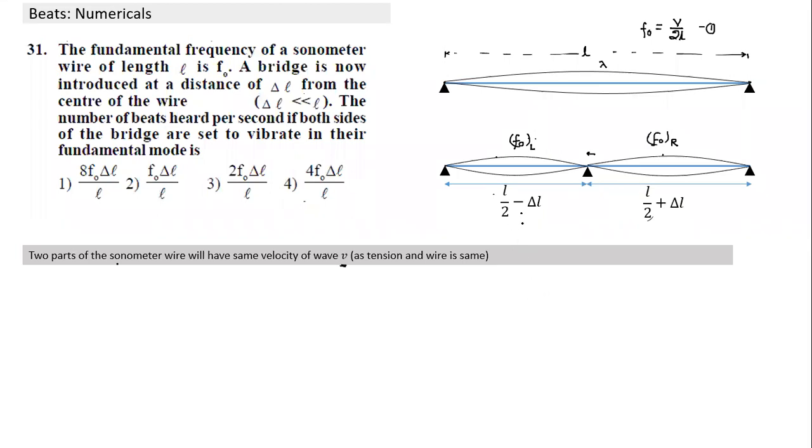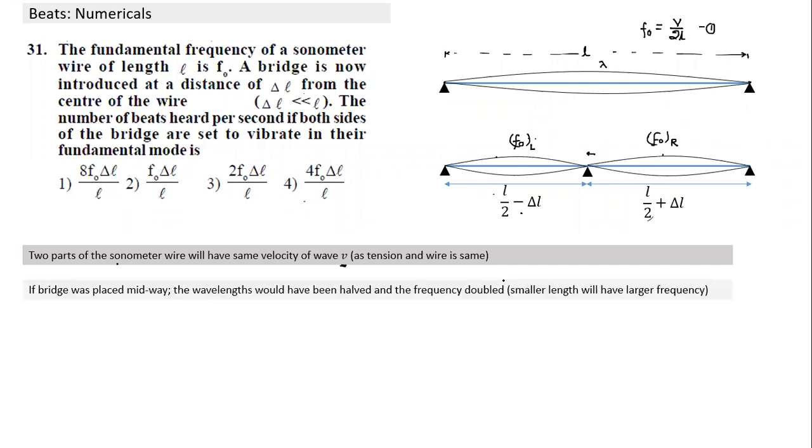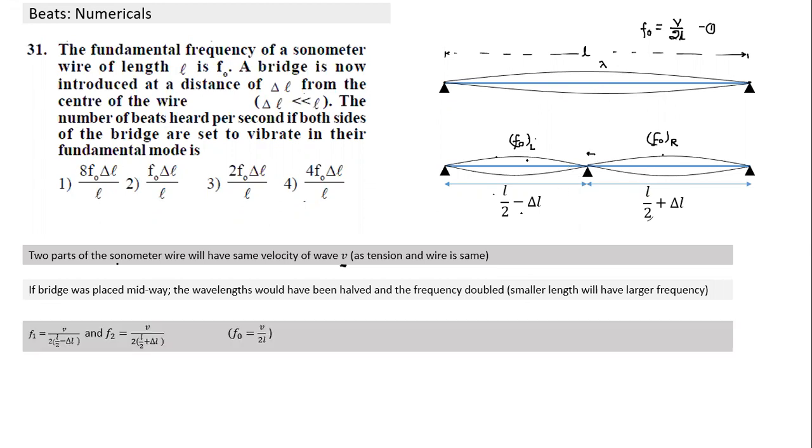So let's write the fundamental frequency for both parts. Which one has the smaller wavelength? This will have higher frequency, this will have lower. We need to find this minus this. Had you placed it midway, the length would become half, frequency would have doubled. And in that case, there would not be any beat frequency. What is F1 here? If I have to write the frequency of the left part, V by twice the length. The length is this length, L by 2 minus delta L. And the second one will be, say, V by 2 times L by 2 plus delta L.